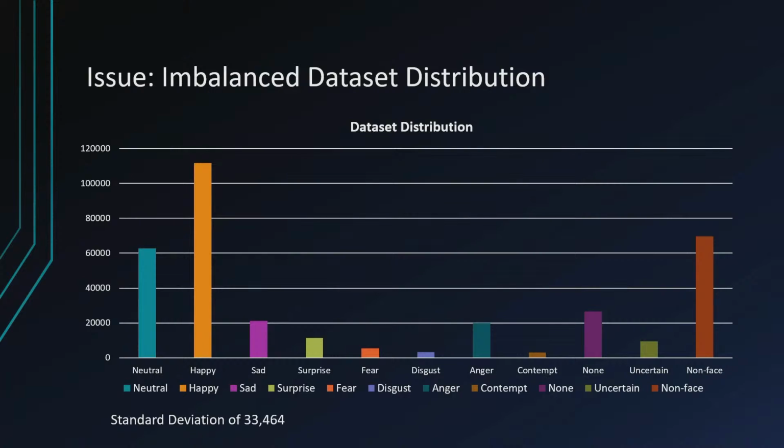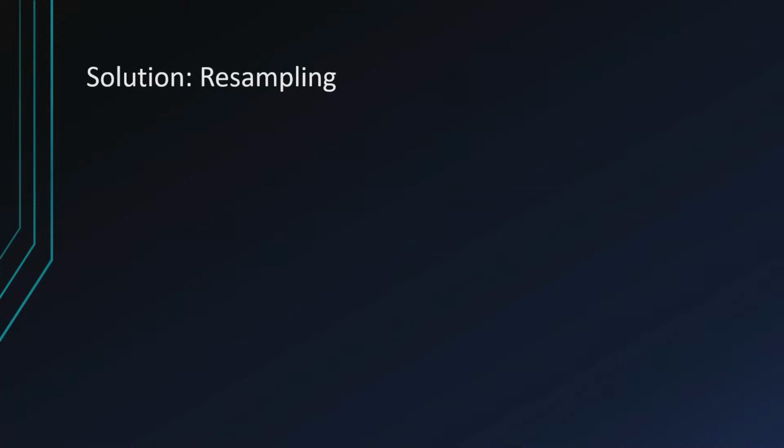The standard deviation is 33,464, which is very high, and that means that any model trained on this distribution will have extreme inherent biases towards classes with more examples. Our solution to this problem was resampling.